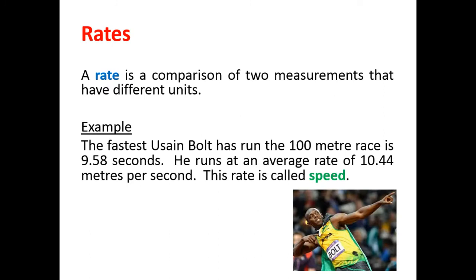Rates. A rate is a comparison of two measurements that have different units. For example, the fastest Usain Bolt has run the 100 meter race is 9.58 seconds. He runs at an average rate of 10.44 meters per second. This rate is called speed.